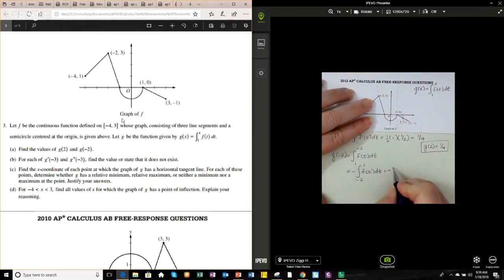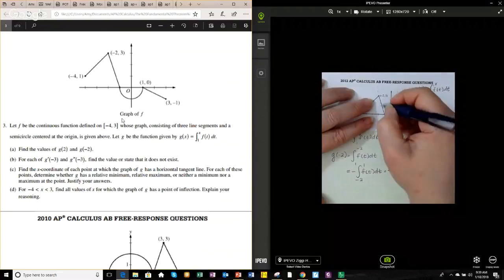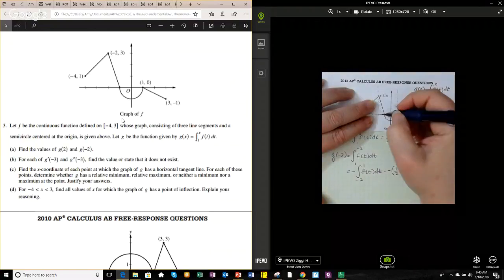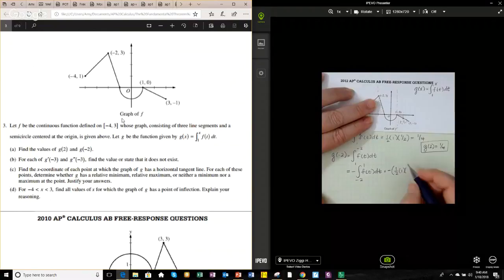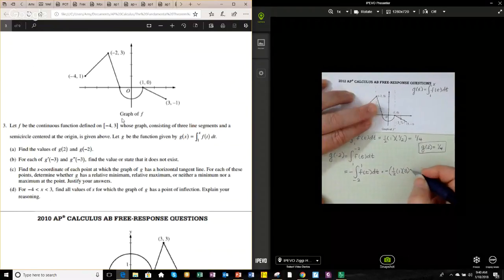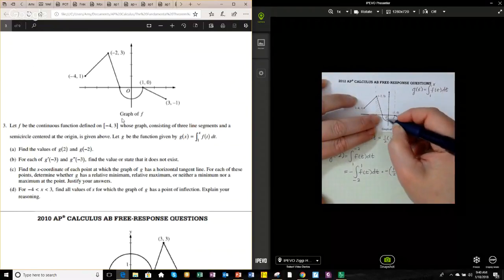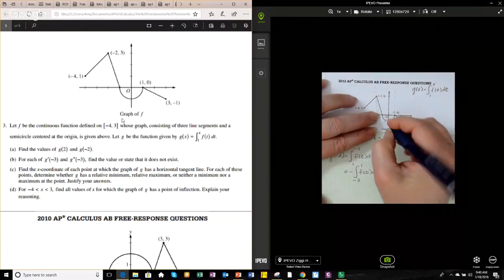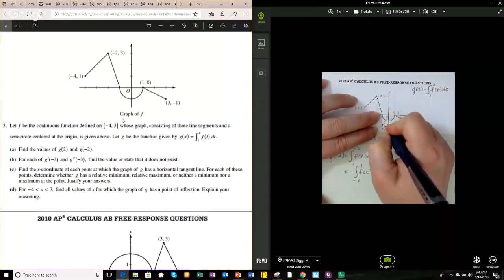All right, so it's going to be negative times, well, the first shape here is a triangle, so it's going to be 1/2 its base, which is 1, times its height. And they told us that the height is at negative 2, 3. So we're going to put a 3 here. Okay. Now, what's going on here? This right here is a semicircle. This is a semicircle, and its radius is 1. So this area here is going to be pi r squared over 2 because it's a semicircle. And this area here is pi over 2.